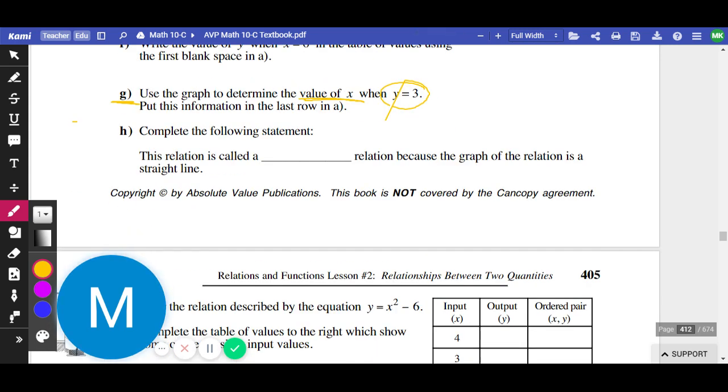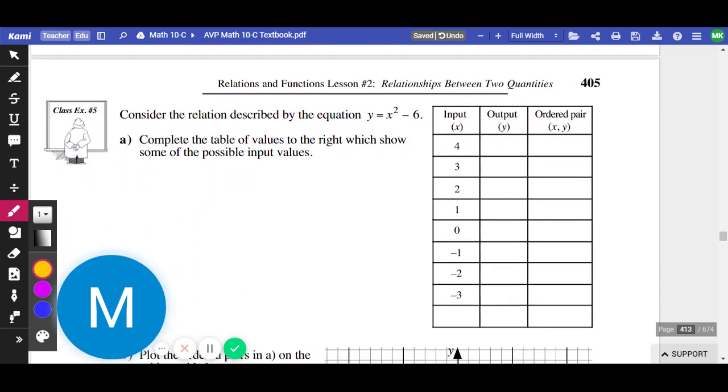The last one says the relation is called a linear relation. You've heard me say that a bunch of times already. It's a linear relation because it created a straight line. Not that complex of a concept. Straight line, linear.